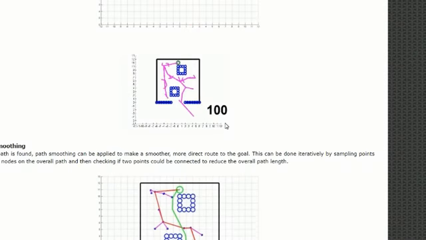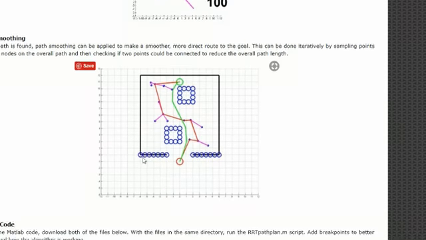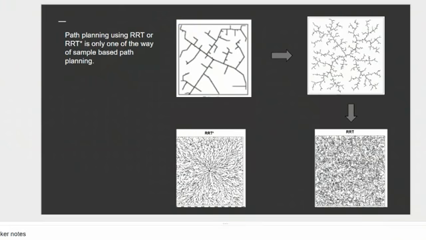It might take 1, 2, 3, up to 1,000, 10,000, maybe millions of iterations. Like this, if you can see in this GIF file, it is taking around 1,000 or something. So yeah, that's it for RRT.